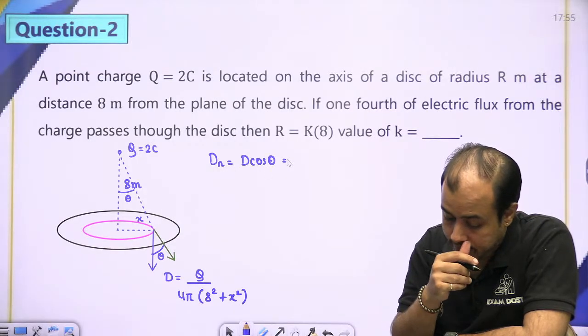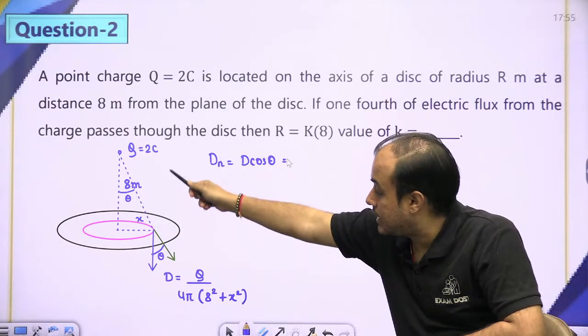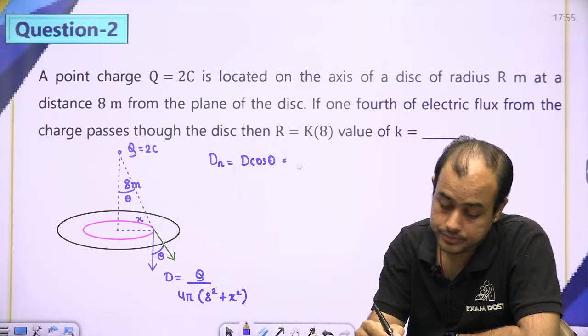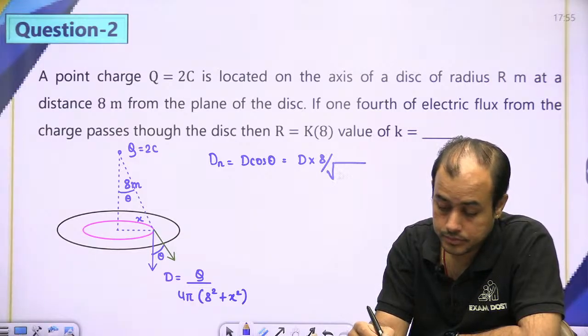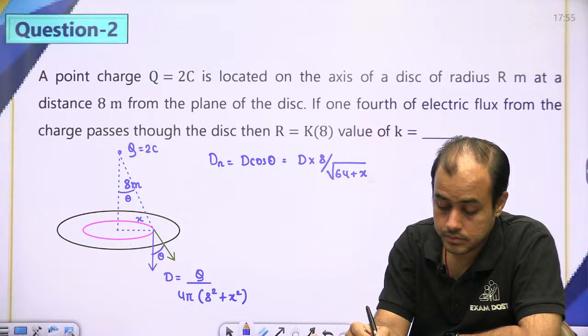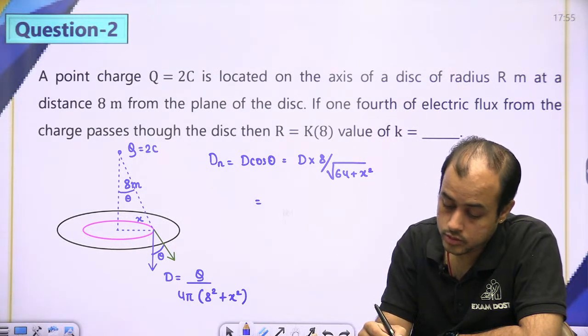What will be cos theta, beta? It will be base upon hypotenuse. In this triangle, the base will be 8. Q is 2 Coulomb.